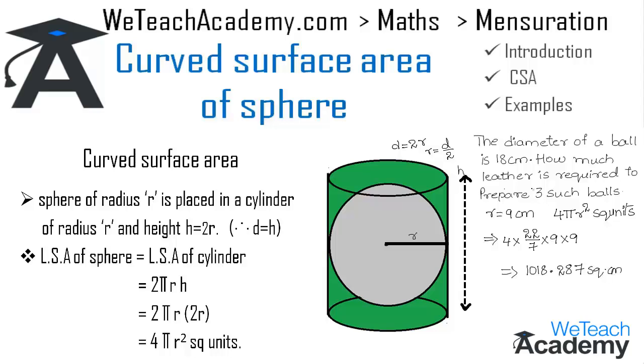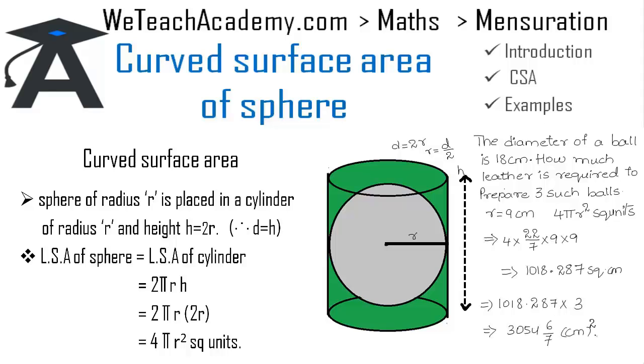And now we have to find how much leather is required to prepare 3 such balls. So multiplying the curved surface area by 3, we get the result as 3054 6/7 centimeters square. So this much leather is required to prepare 3 such balls.